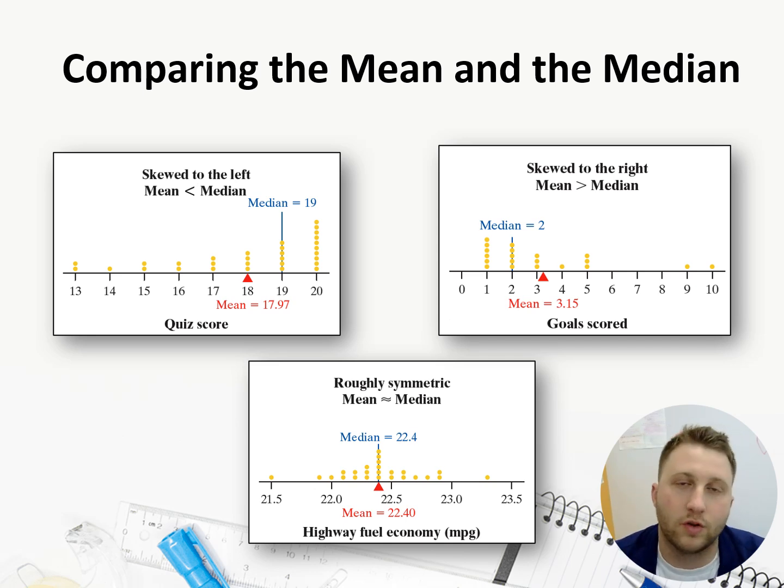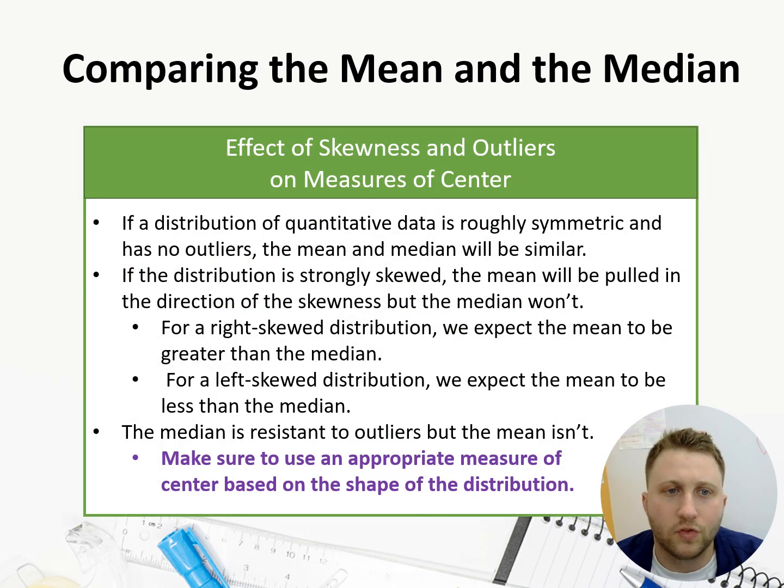It's pulled towards the higher values. And when a distribution is approximately symmetric, then the mean will be roughly equal to the median. And that's an interesting trick that you can use. We'll remind you of that in a couple of slides. So again, all it says here is that if it's roughly symmetric with no outliers, the mean and median are going to be roughly the same.